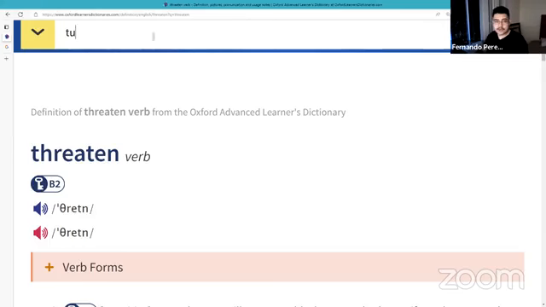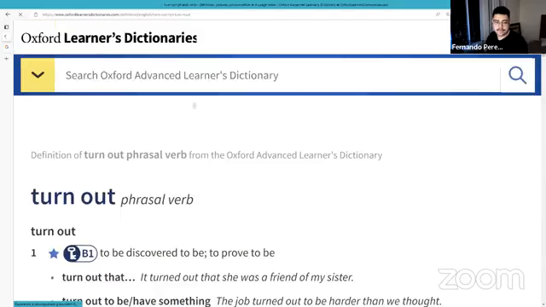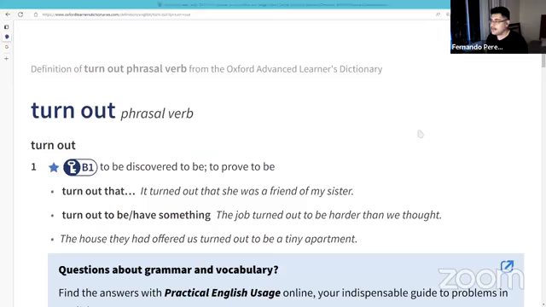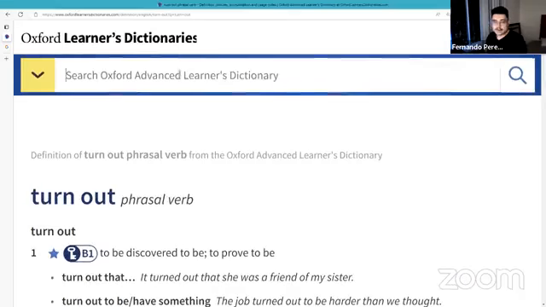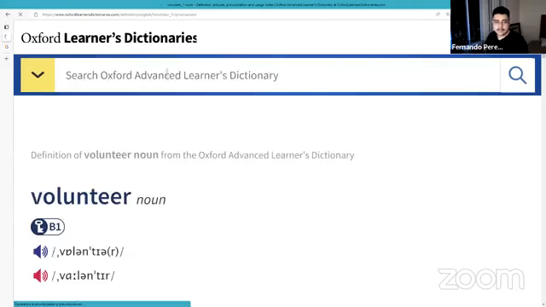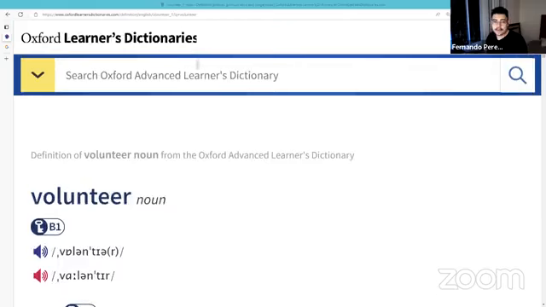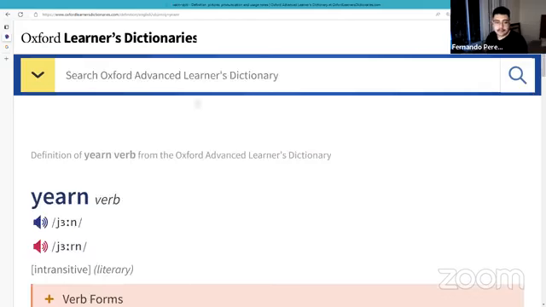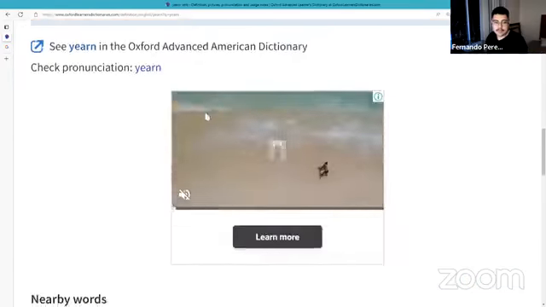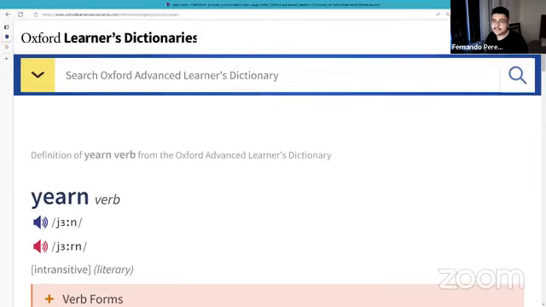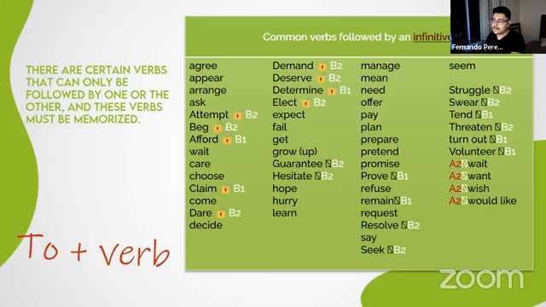Phrasal verbs. Turn out. B1. It is super important. Volunteer. B1. And yearn. This is super advanced. So we can eliminate yearn.